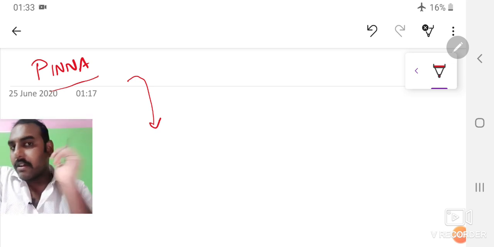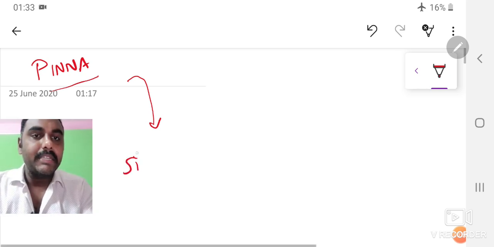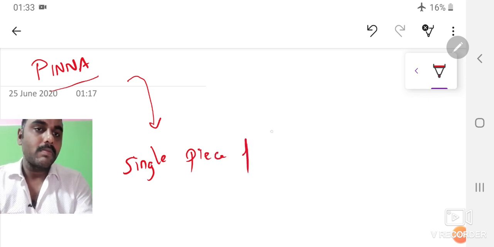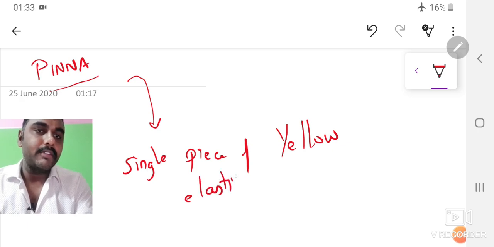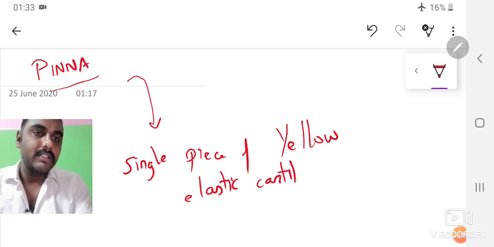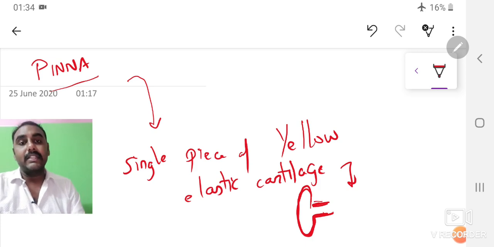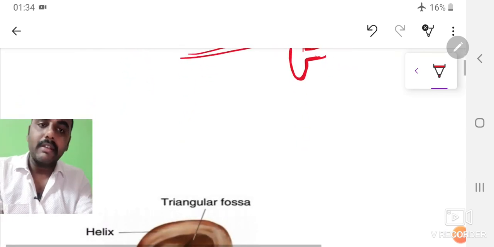In the pinna, we all know that it is elastic cartilage. It is made up of a single piece of yellow elastic cartilage. This cartilage is in communication with the cartilaginous part of the external auditory canal. It is elastic cartilage, a very important MCQ and for your understanding also.